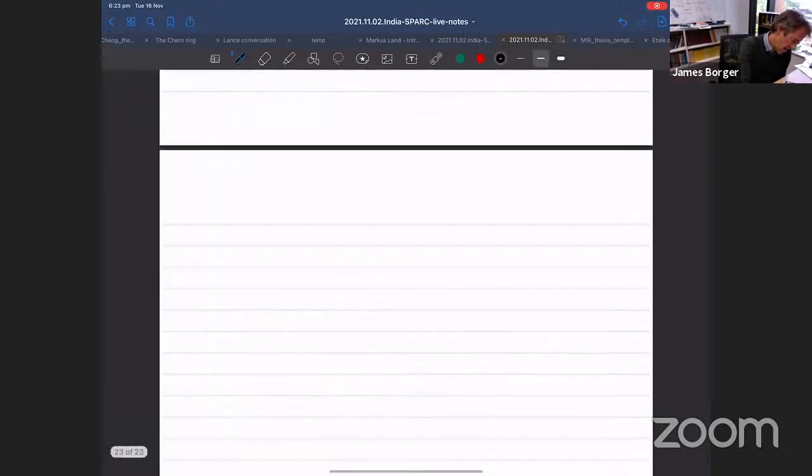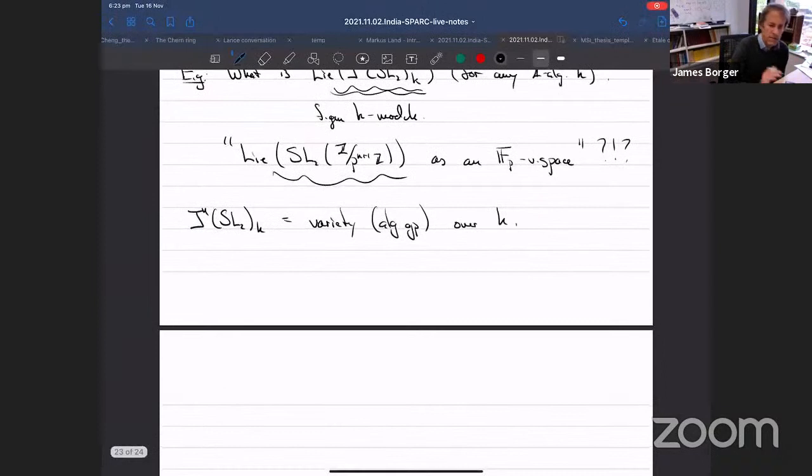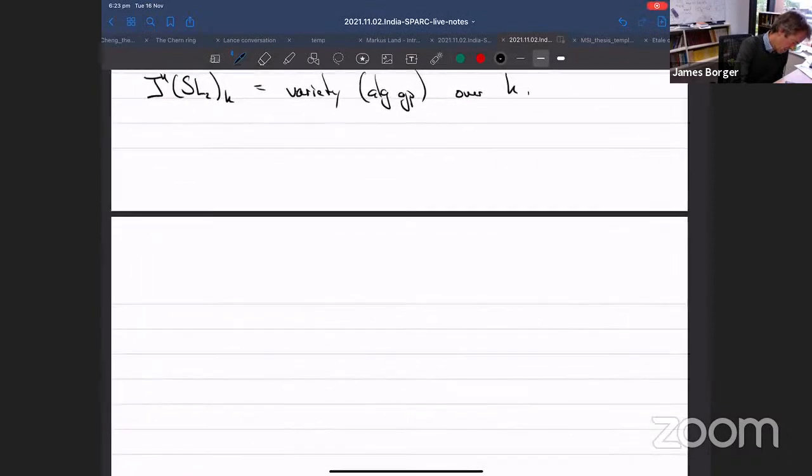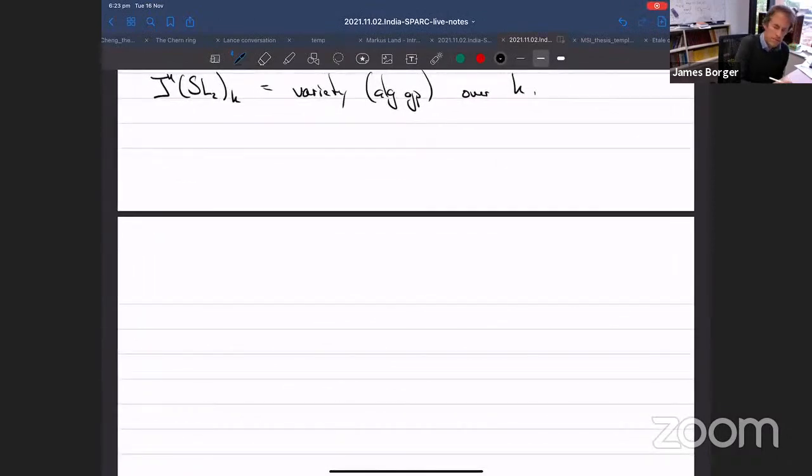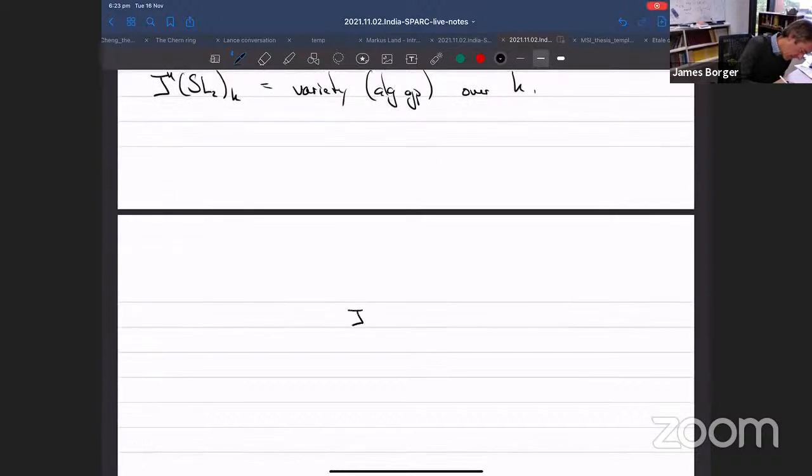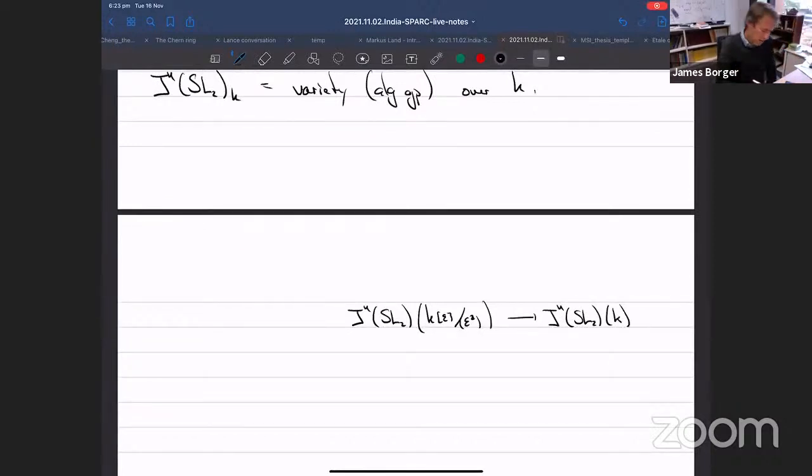Right, so how does one compute a tangent space in algebraic geometry? You use the dual numbers. So what is that? We have this exact sequence: J_n of SL_2 of K[epsilon]/(epsilon squared) maps to J_n SL_2 of K. And this is surjective.